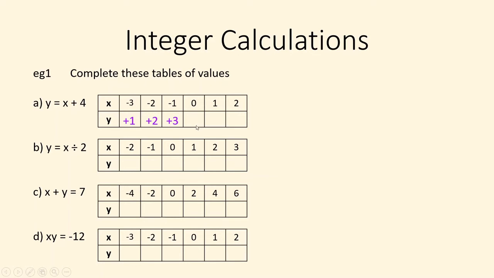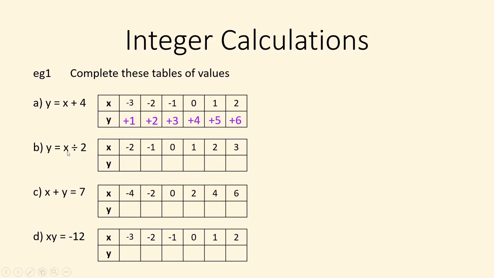This one should be easy. If x is equal to 0, y will be equal to 0 plus 4. 0 plus 4 is positive 4. And now we're getting into positive integers here, so this is simply adding. If x is 1, y is 1 plus 4. That's positive 5. If x is 2, y is 2 plus 4. That's 6, positive 6. Okay, so fairly straightforward, I hope, integer addition.